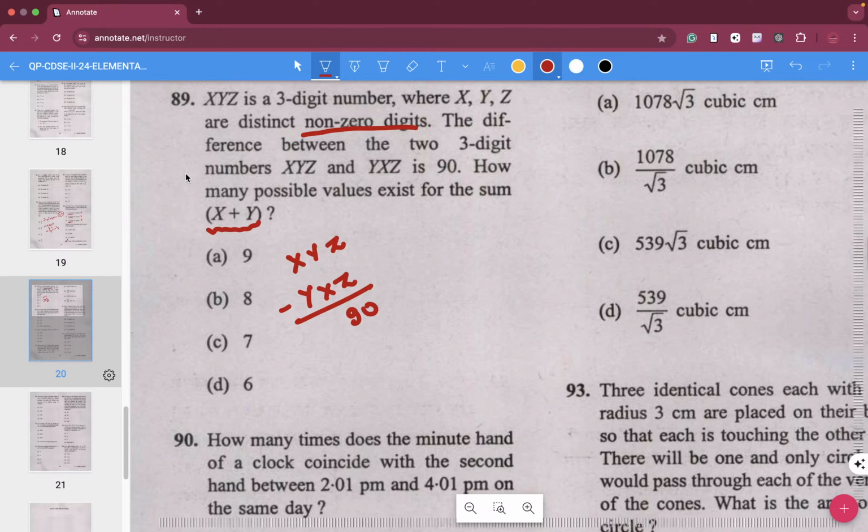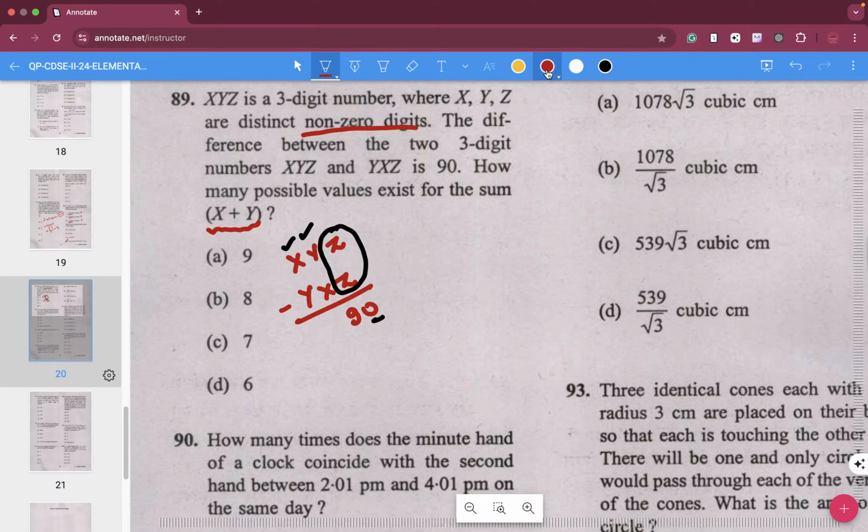If this is the case, what are the possible values of X plus Y? Now if you look at this question, one thing is sure: Z minus Z will always be 0, so it does not make much sense. The only thing is that the difference of XY and YX should be 9, isn't it?